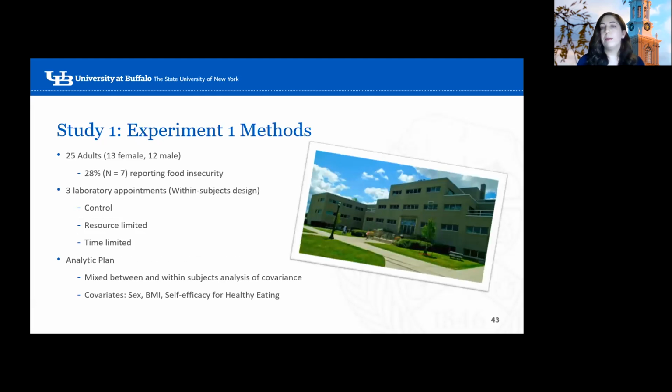So in the first experiment, I recruited 25 adults, both males and females. We did not recruit for this, but we did measure food insecurity, and a little over a quarter of the sample reported it, which is actually a little high. Participants came in for 3 appointments and were paid for their participation at the end. In this experiment, we were interested in resource scarcity and time scarcity. There were 3 conditions, which I will explain in a moment. Every participant saw all 3 conditions on different appointments, and the order was counterbalanced.